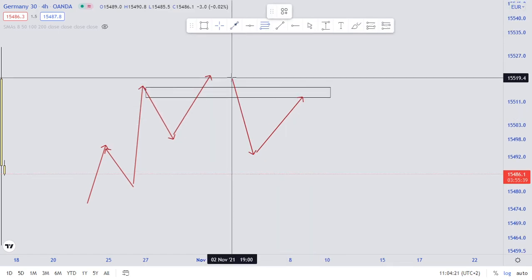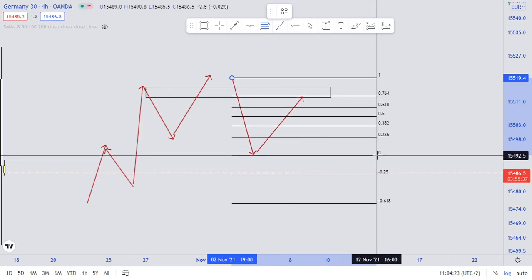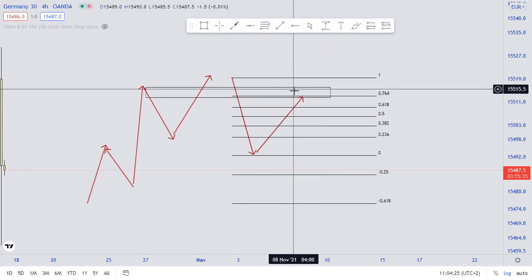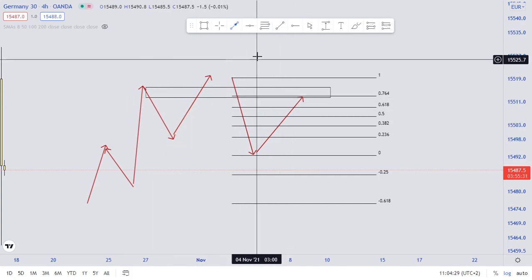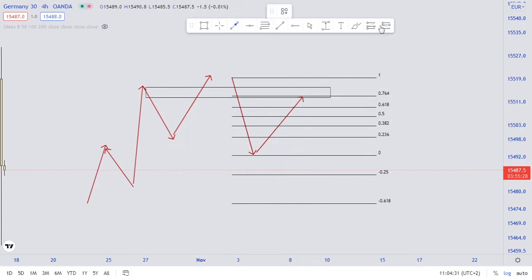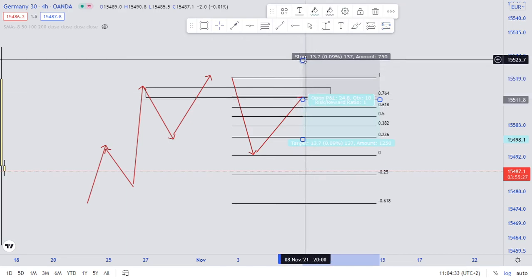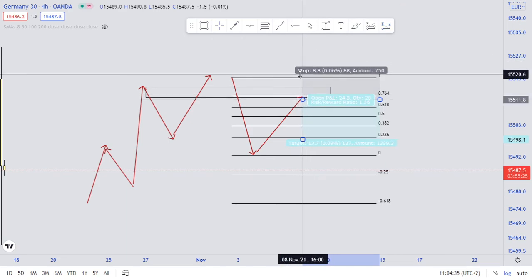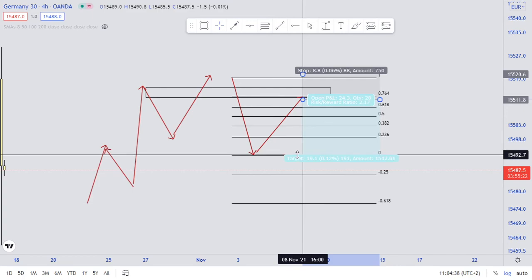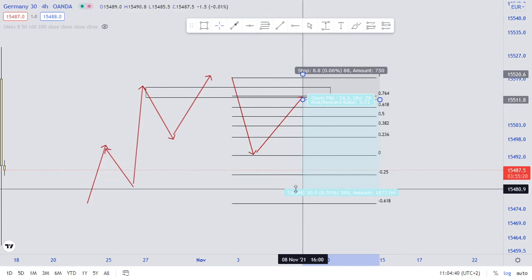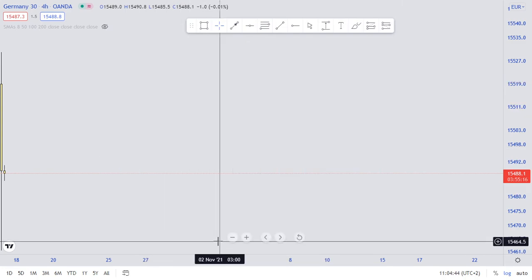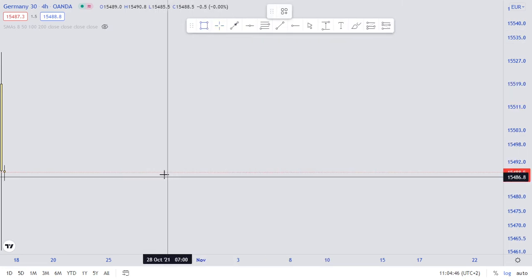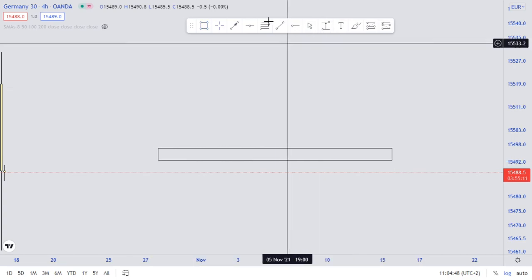If we run a Fibonacci from this low to this reason, we can see that this was respected, and price also coming to respect this reason here again. So what we could do is take a sell position from here. Once we get a bearish engulfing candle from this reason, we can target this reason right there, and we can target this reason right there. That's a 3 to 1. This is basically how simple it is, and you can basically do it the other way around as well.